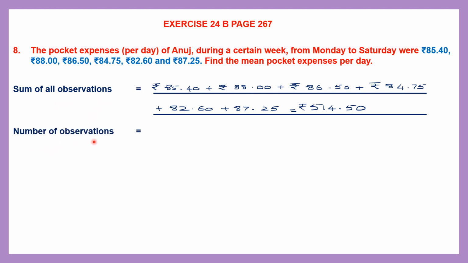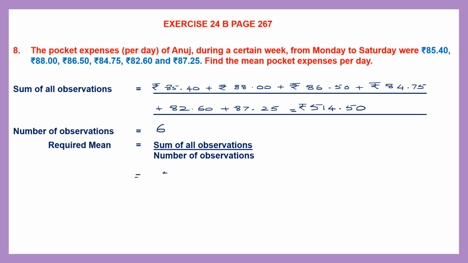Then we're going to write the number of observations. How many observations are there? Let's count. 1, 2, 3, 4, 5 and 6. We have 6 observations. Now we're going to find the required mean, and the formula is sum of all observations by the number of observations. Sum of all observations is 514.50. Number of observations is 6, so we have to divide these two.